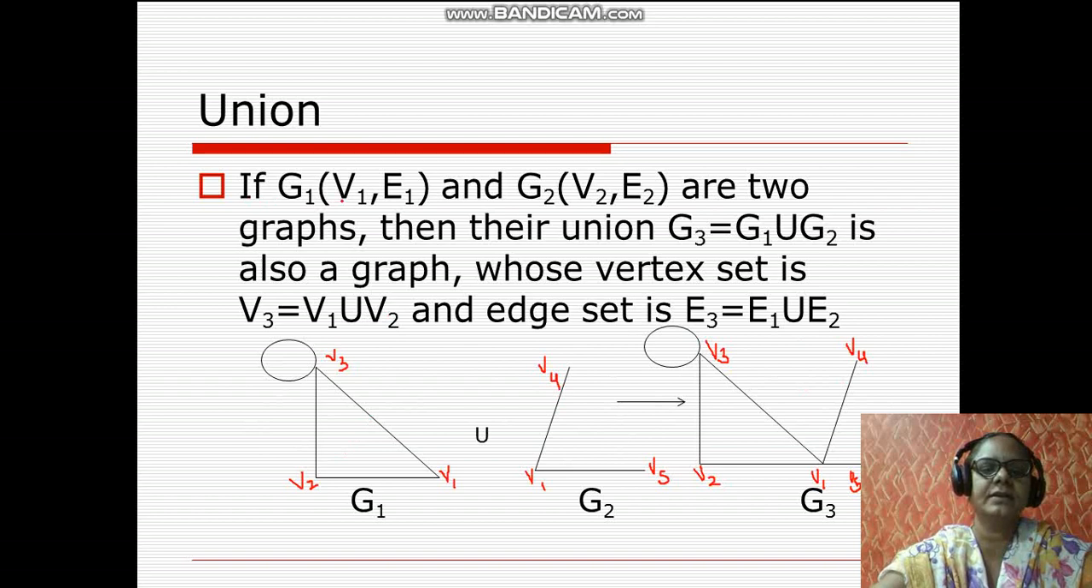So G1 is a graph with a set of all vertices and edges, and G2 is a graph with a set of all vertices and edges. Then their union G3 equal to G1 union G2 is also a graph whose vertex set is V3 equal to V1 union V2. That means this is the entire graph which has the set of vertices of the first graph and the second graph, and the edge set is E3 equal to E1 union E2. So all the edges of this graph and all the edges of this graph are preserved over here. This is the concept of union, the first operation of the graph.